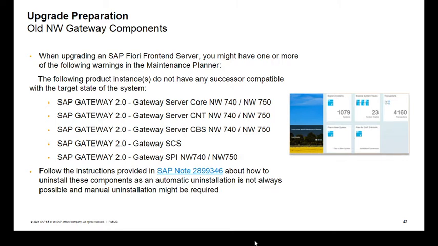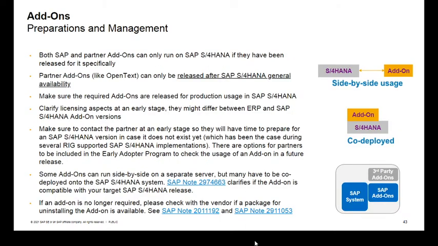I already briefly mentioned the add-ons. Add-ons come in two different flavors. They can be co-deployed onto the system itself, inside the S4HANA server, or it can be a side-by-side usage where we're basically integrating with the S4HANA system. In both cases, you need to make sure that the add-on, and specifically for partner add-ons, that they are released for S4HANA and your target release. So if you're going to the latest version, they need to be available for S4HANA 2020.